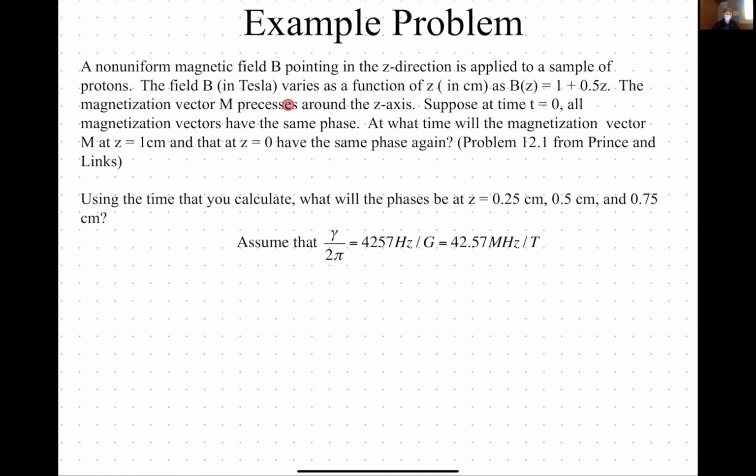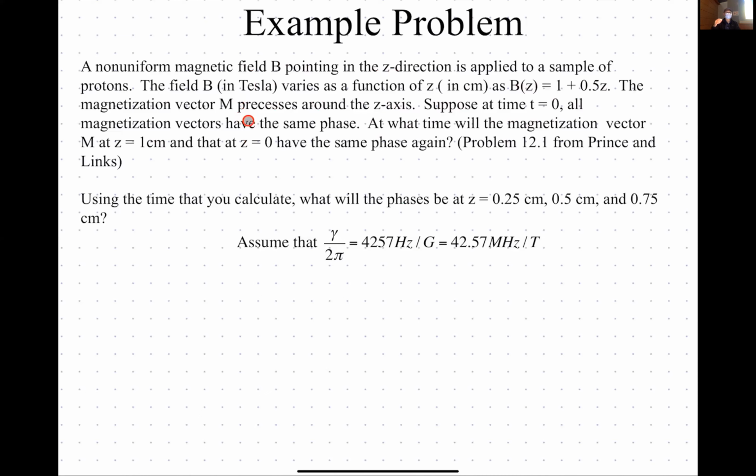The magnetization precesses around the z-axis. Suppose at time t equals 0, all the magnetization vectors have the same phase. Essentially, the main assumption you can make is that when you excite the magnetization, all the magnetization is in the same phase, because they've all experienced the same excitation if things are uniform, and so they're all in the same phase orientation.